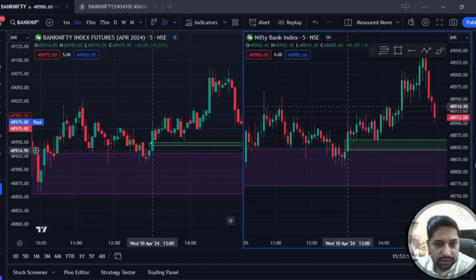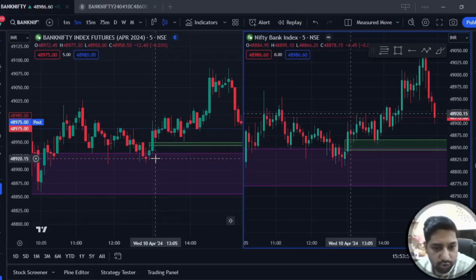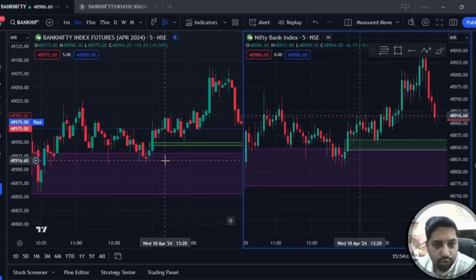So we got this fair value gap at the close of the 1305 candle. So at 1310, we got this gap, but price did not trade back into it. Price continued to go up.